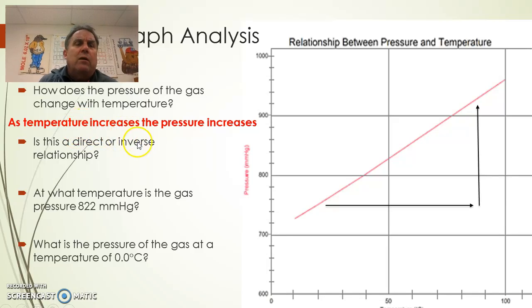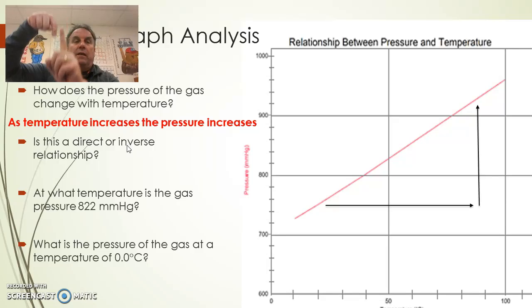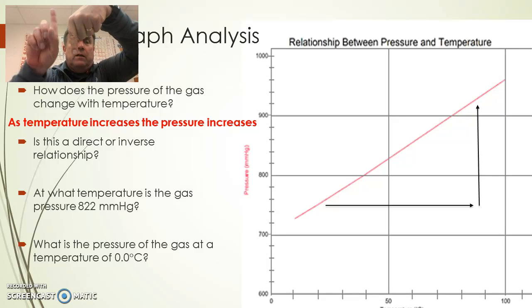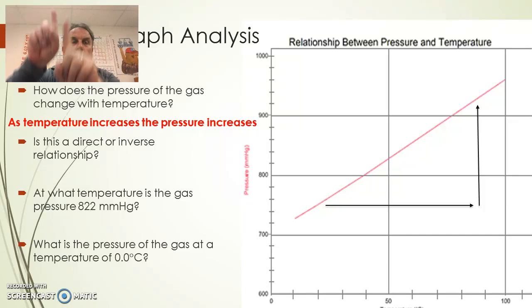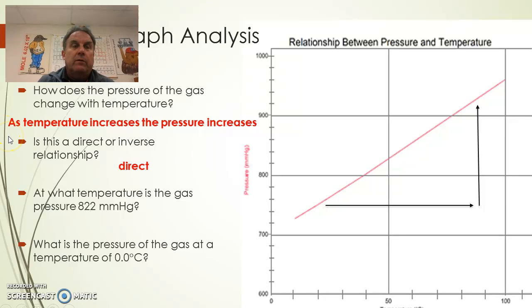So what math term applies to this? Is it a direct relationship or an inverse relationship? Well, inverse means that they're kind of opposite. As one increases, the other decreases, or vice versa. But in this case, both are increasing. That would be a direct relationship. Now, next question. What temperature is the gas?